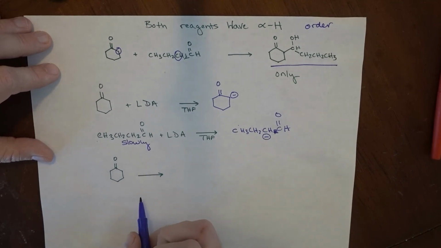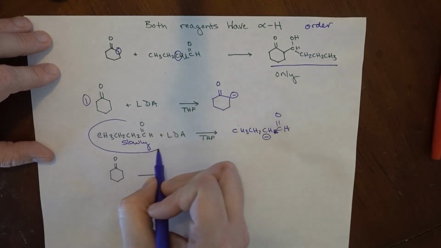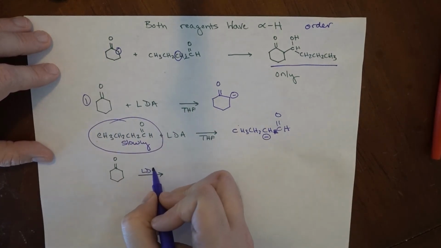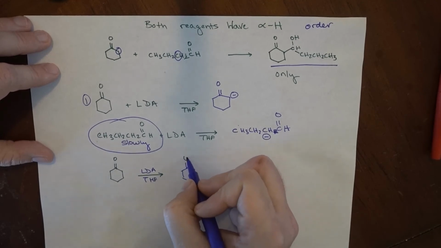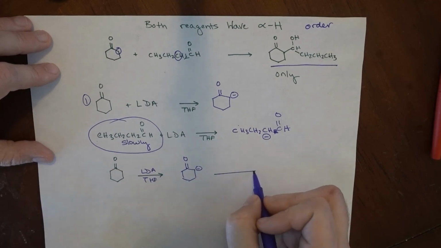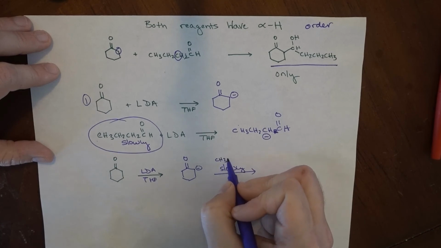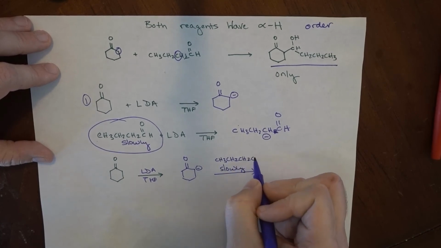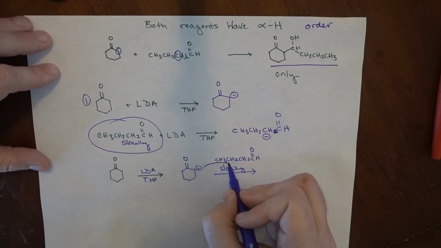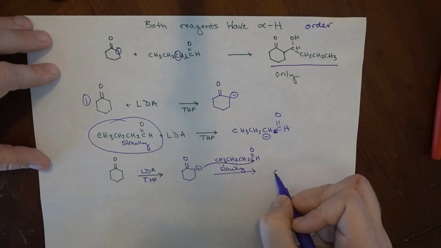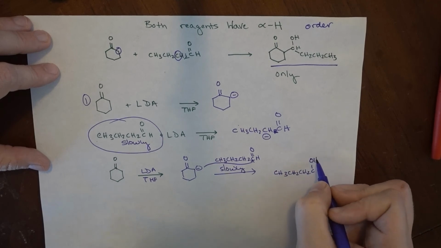So the way that this reaction would have to go, the order would be, I want to do this first, and then I would want to slowly add this. So LDA with THF would make this. And then I will slowly add this species. And then this species will end up being attacked by this nucleophile here. So I have CH3, CH2, CH2, C, OH.